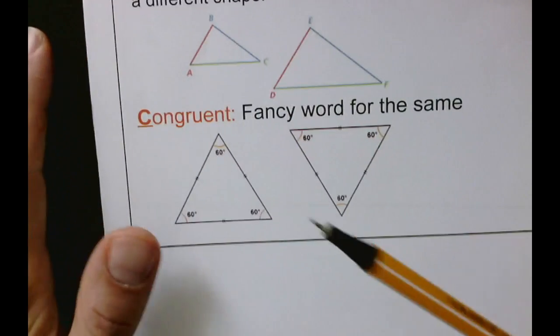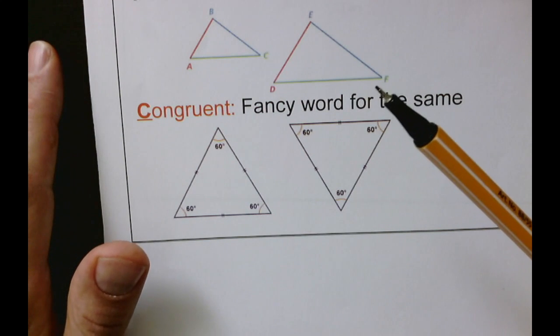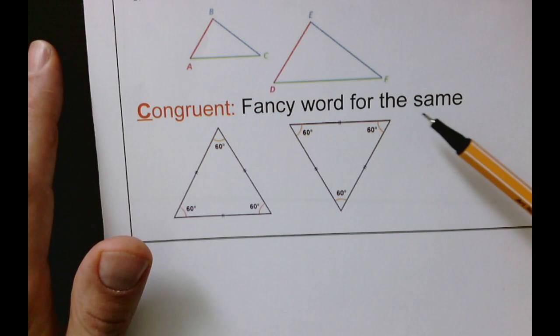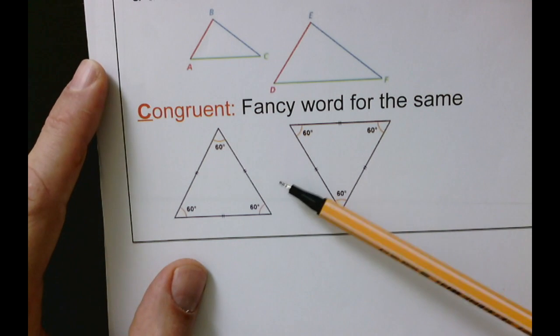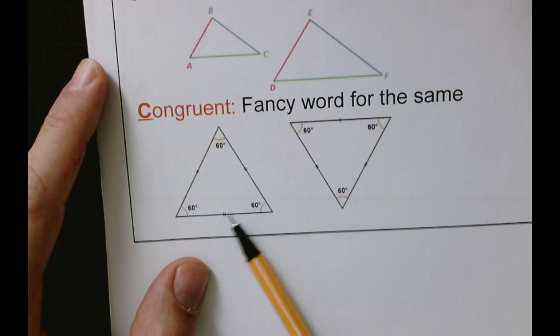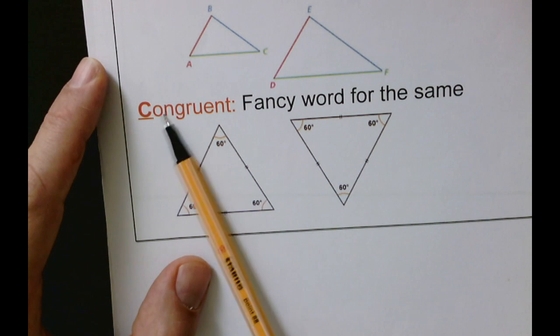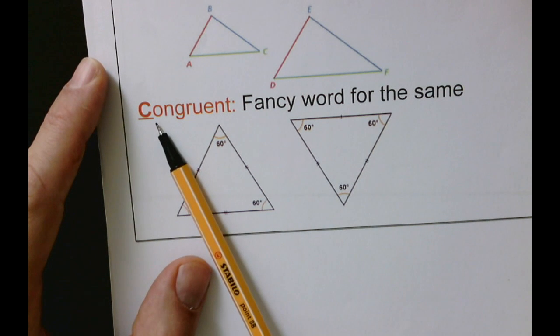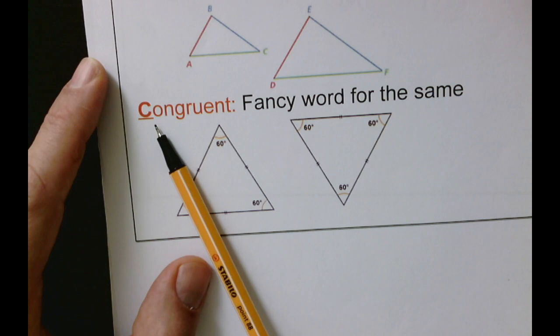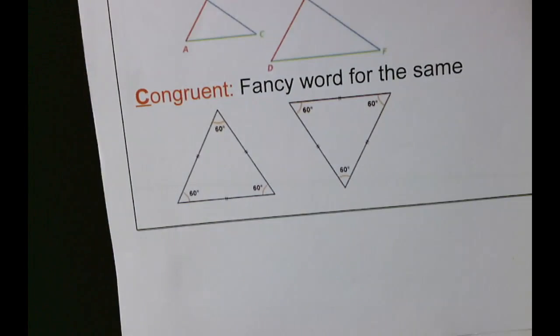Our final vocabulary word is congruent. A congruent shape is a fancy word for the same. You'll notice that they're almost copies of each other. Actually, they are copies of each other. See how they're the exact same thing? So you can think of the C in congruent and then think of copy, C, congruent, copy, same. That might help you remember that congruent means copy.